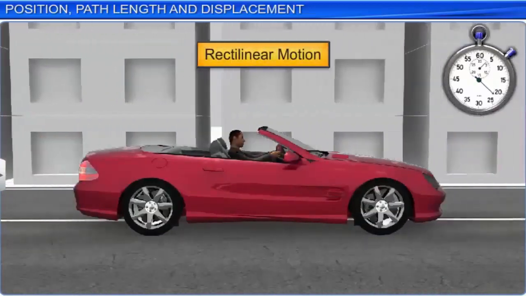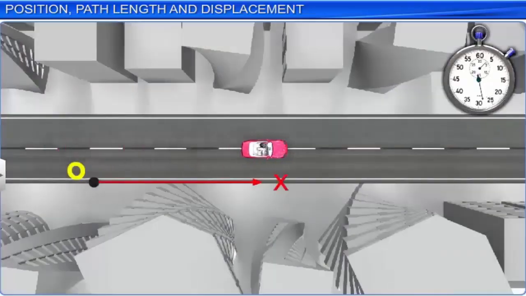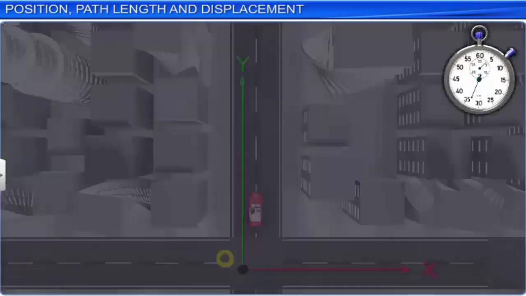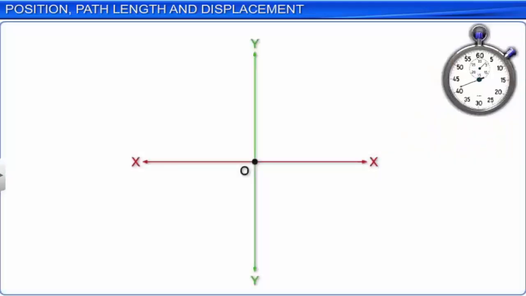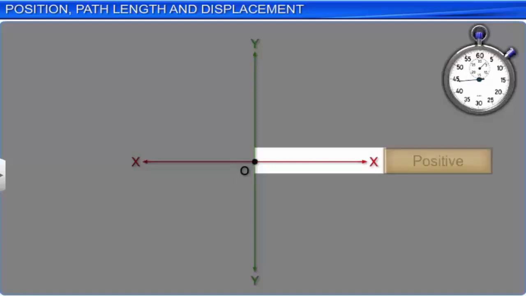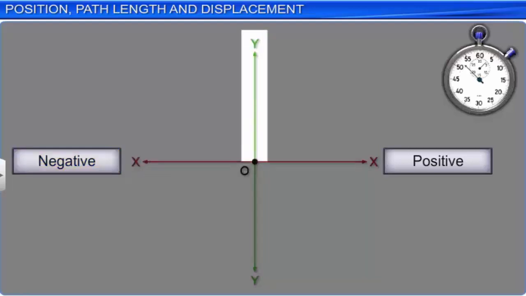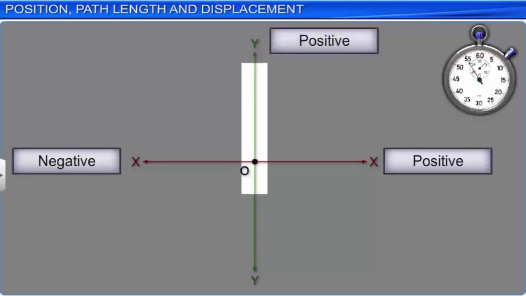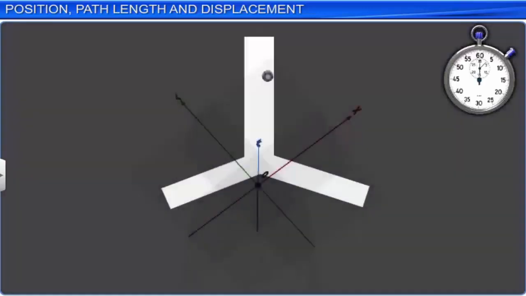To study the motion of a body along a straight line, we have to align the straight line along one of the axes, which is usually either the x-axis or the y-axis, and then choose a convenient origin, O. Positions to the right of O are taken as positive, and to the left of O as negative. Positions above O are taken as positive, and below O as negative. With time, the position of the body changes and describes a path.